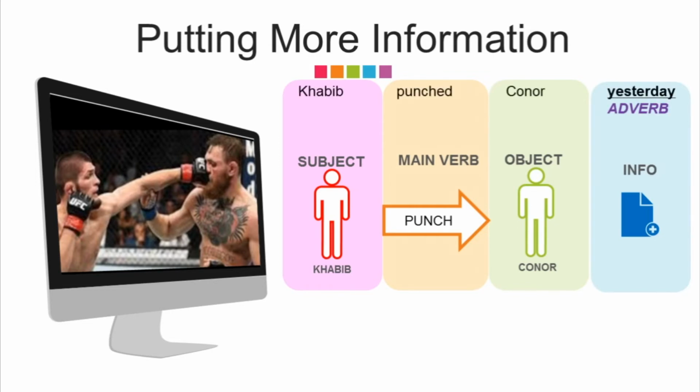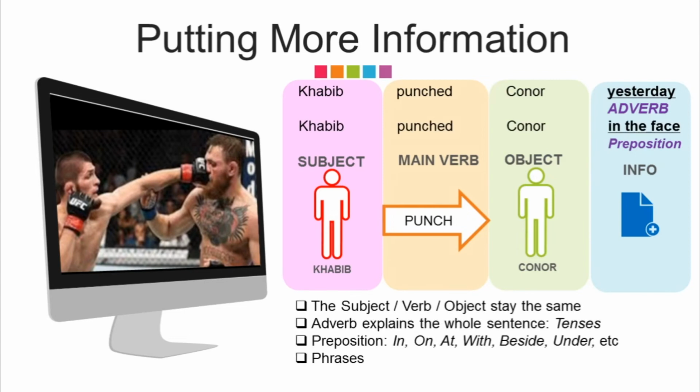So let us go with an example: Khabib punched Conor yesterday, which has an adverb. We can also put in a preposition: Khabib punched Conor in the face. Now, the subject, verb, and object stay the same in this case. It's Khabib, the subject. Punched is still the main verb, and the object is still Conor. The additional information, you can remove, and this sentence will still be grammatically correct, although a bit boring. To avoid being boring, you can add those adverb and preposition.